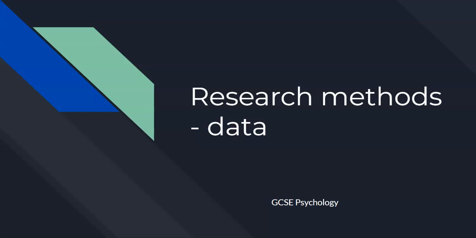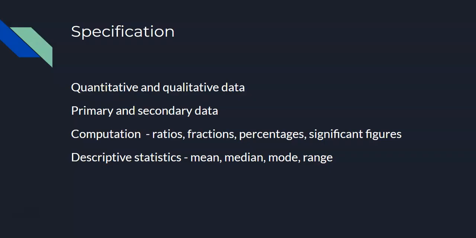This video is going to look at data in research methods. So on the specification, you've got to know about quantitative and qualitative data, what's primary and secondary data. We've got to know how to compute certain things, so how to do ratios, fractions, percentages, significant figures. We've also got to look at descriptive statistics, so what are mean, median, mode and range.